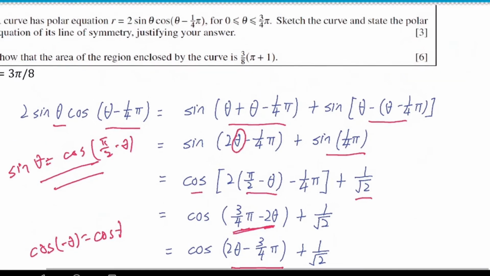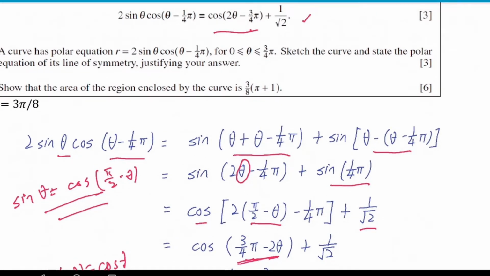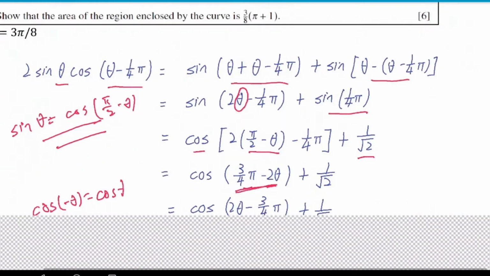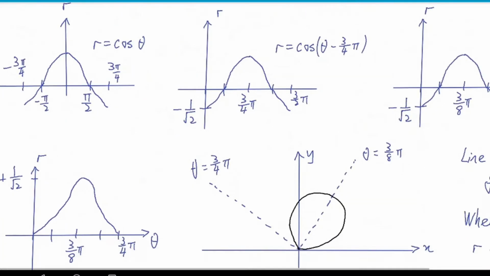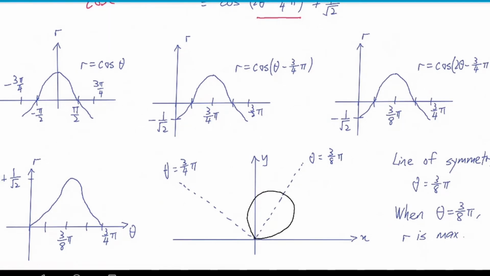So in the next part, it's actually a polar equation. A curve has the polar equation r equals 2 sine theta cos of theta minus 1 over 4 pi, and the theta here is from 0 to 3 over 4 pi. Sketch the curve and state the polar equation of its line of symmetry, justifying your answer. A lot of things that we need to do here, in fact. It's quite demanding for this curve here.